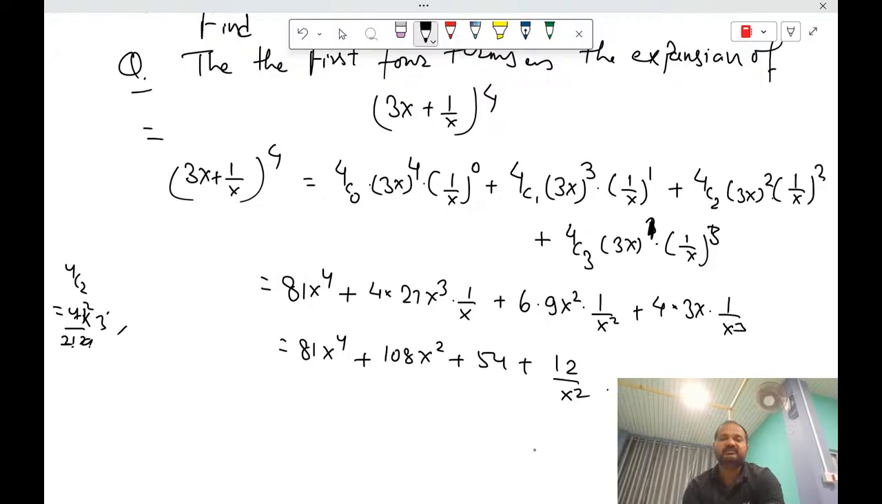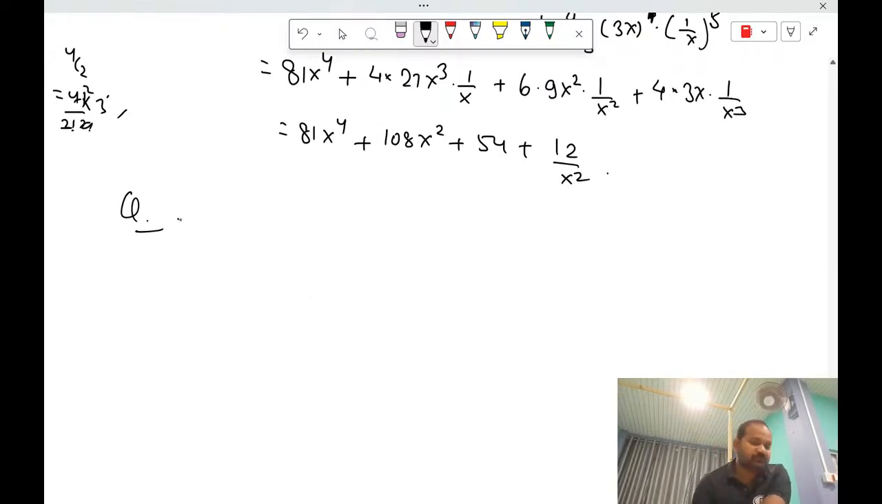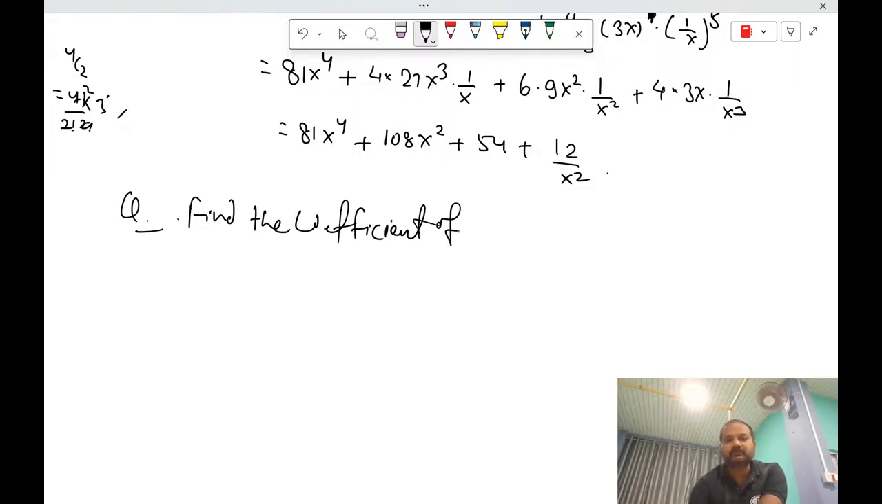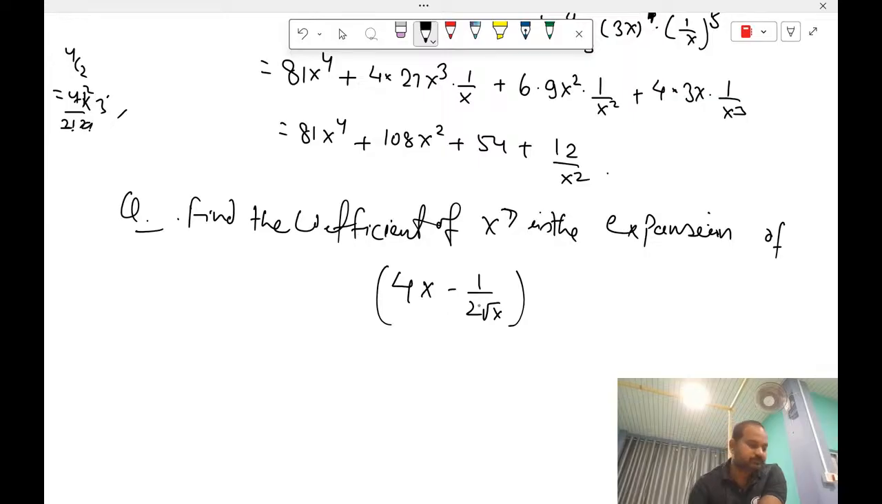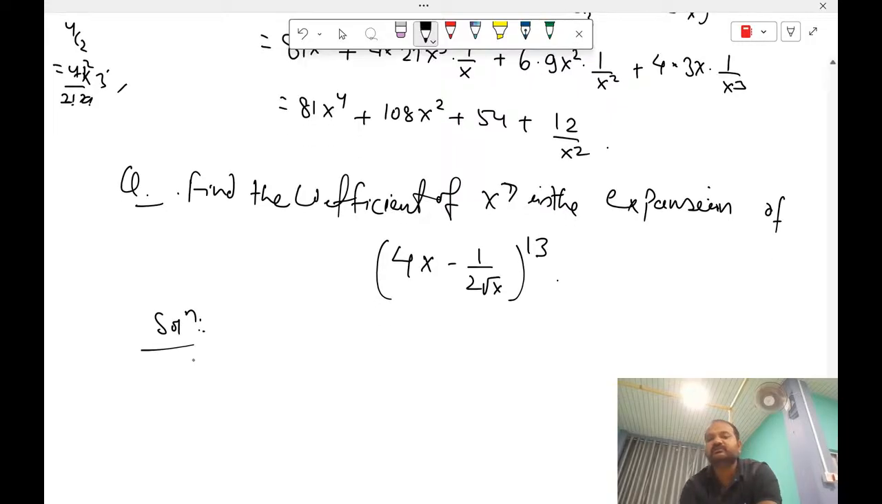Now we will see the next question, based on find the coefficient of x to the power 7 in the expansion of 4x minus 1 by 2 root x whole to the power 13. So we have to find what is the coefficient of x to the power 7. For x to the power 7, first we have to find the terms.